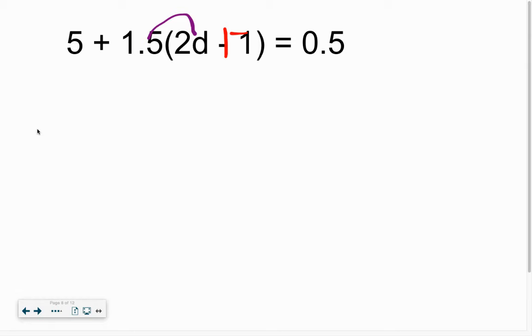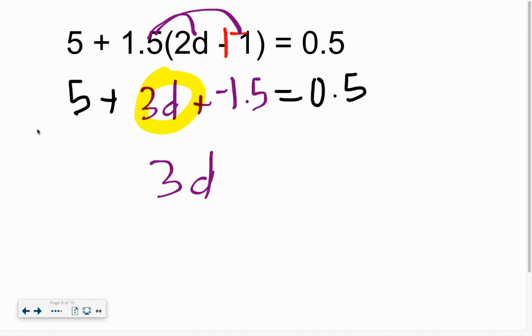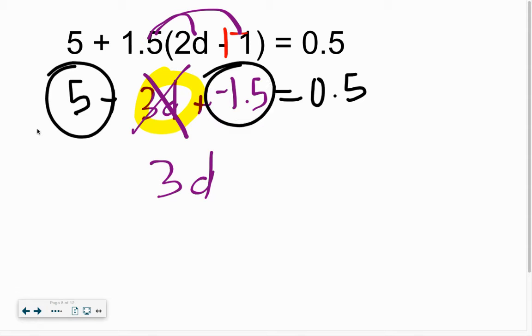So remember to take the 1.5 times the 2d to give you 3d, plus the 1.5 times a -1 to give you a -1.5. Nothing else inside the parentheses, so I'm going to copy everything else outside of the parentheses. And now combine like terms. Anything else with a 3d? Nope. So I'm going to write down 3d, cross it off. The other things that remain are 5 plus a -1.5.